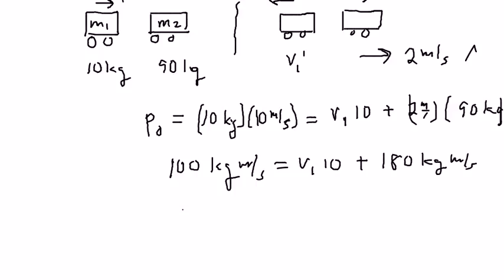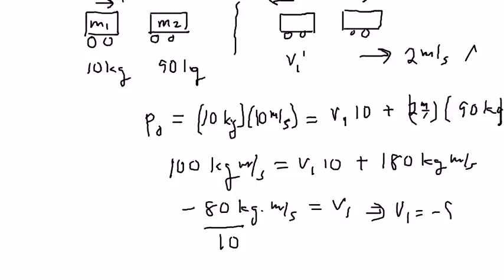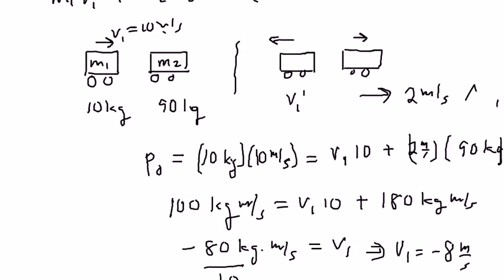So you can see that this is going to give me minus 80 kilogram meters per second is equal to v1 times 10. This is going to be divided by 10, which says that v1 is equal to minus 8 meters per second. So this guy comes in fast, 10 meters per second, and bounces back at 8 meters per second, and this guy goes off at 2 meters per second. So for this problem, we've assumed that energy is conserved and that makes it an elastic collision.